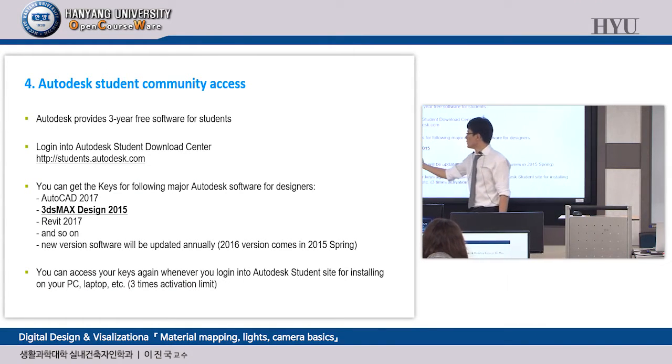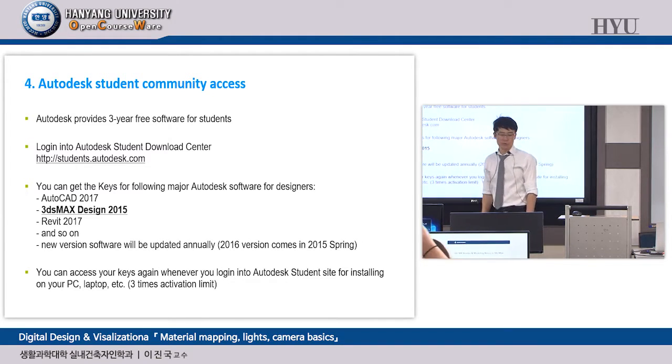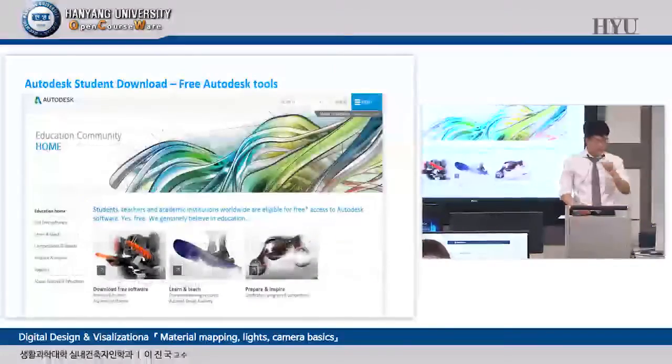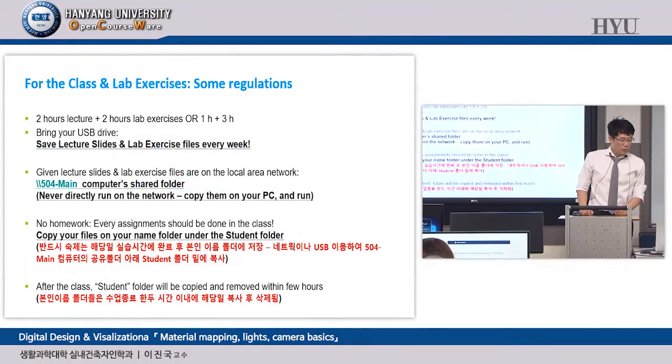So we just installed 3D Max Design 2015 last week. Later on, we're gonna install Revit 2017. If you need Autodesk 2017, just download and try based upon student community, okay? You are students, so you have privileges to use all software from Autodesk free. That's the website here.